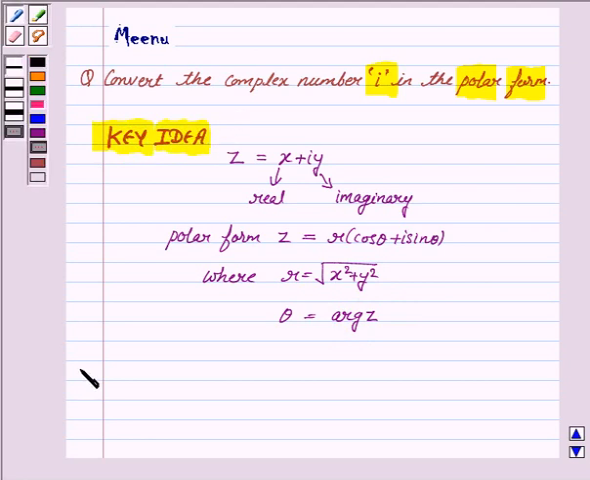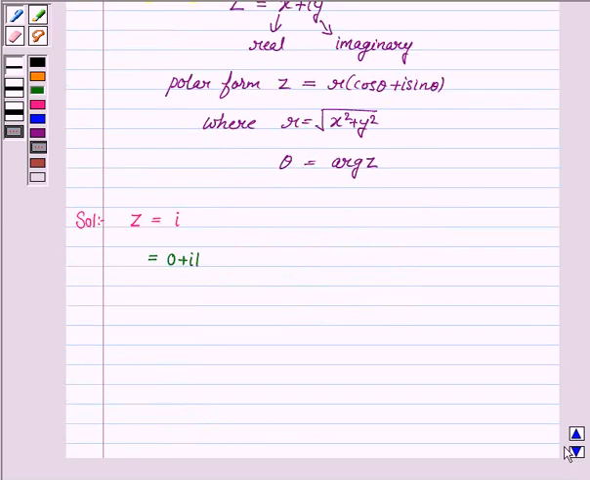Let's now move on to the solution. And let the complex number iota be denoted by z. So z is equal to i, which in the form x plus iota y can be written as 0 plus iota into 1. On comparing it with x plus iota y, we can see that x is equal to 0 and y is equal to 1.